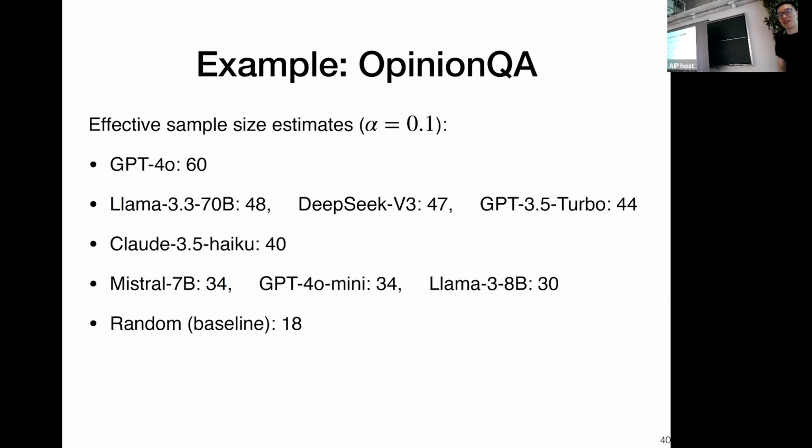But let's look at the most interesting part. That's the sample size k-hat. If you want to construct a 90% confidence interval, here's the result we get. The best performing model is ChatGPT 4.0 in our study. That effective sample size k-hat is about 60.